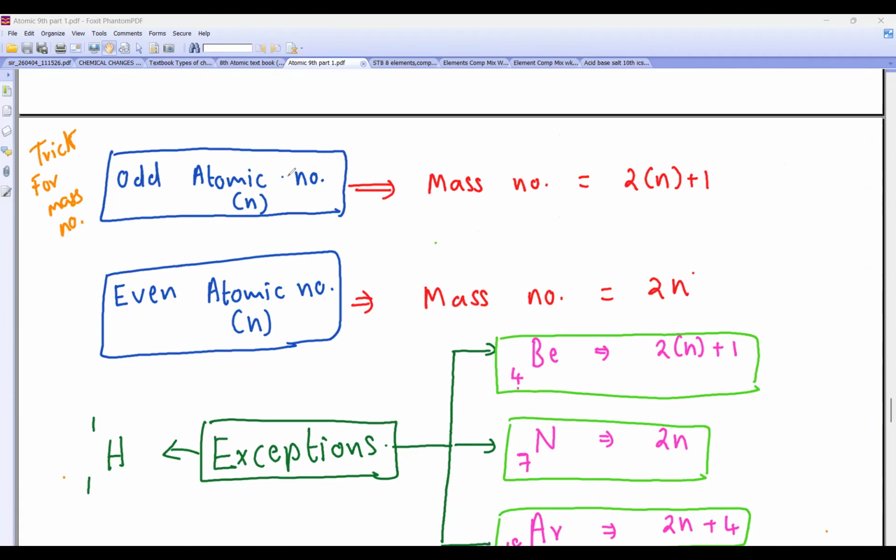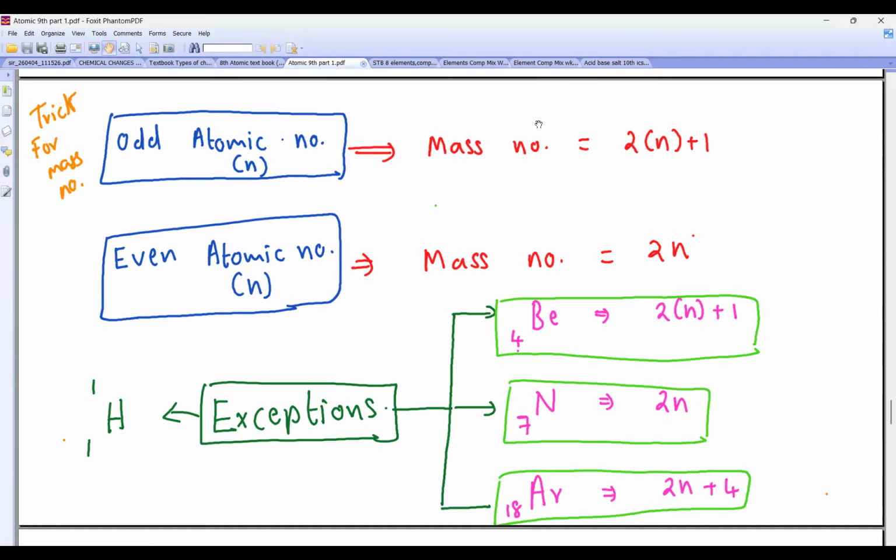Mass number you cannot buy it because it will take time. So if your atomic number is odd, how to find mass number? 2 into atomic number plus 1. ठीक है ना बेटा? Okay, I'll give you an example. Trick to remember atomic mass number: if my atomic number is odd, how to find mass number? 2 into atomic number plus 1.